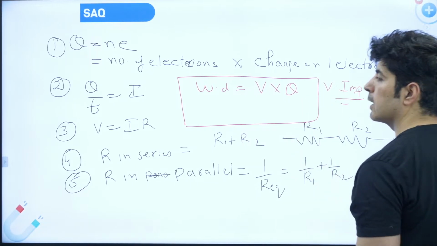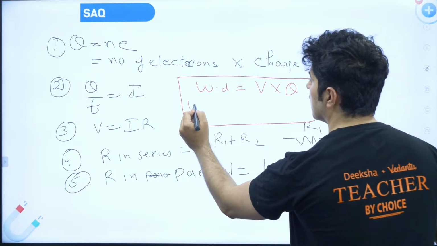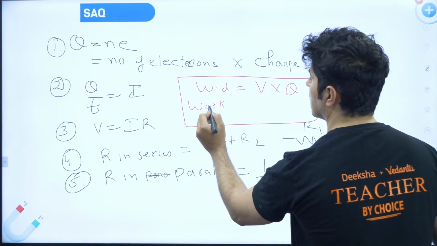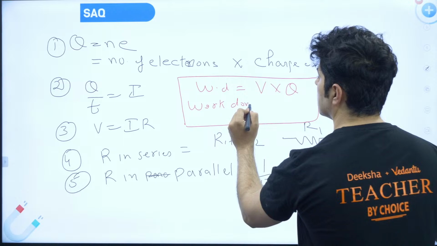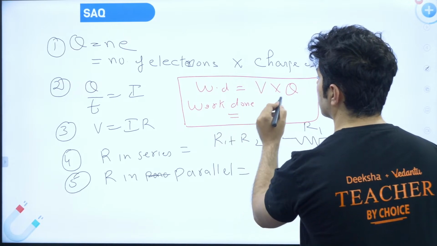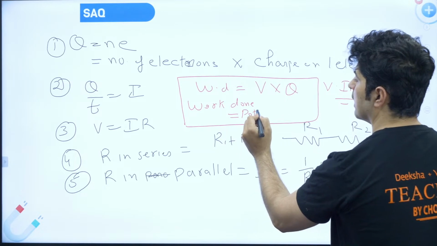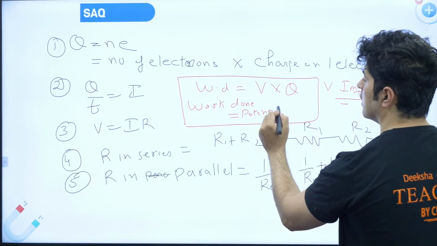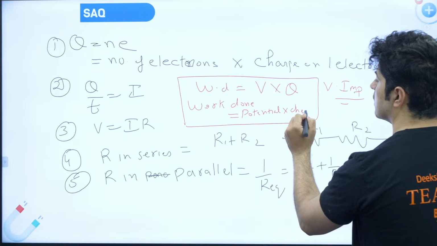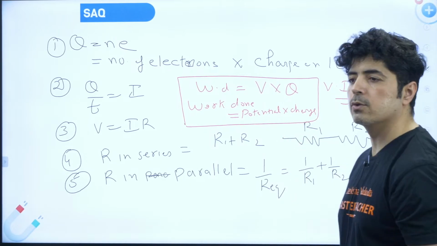Work done is equal to potential. WD is nothing but work done, is equal to V, the potential, multiplied by charge. So potential, writing it here, potential multiplied by charge. So these are the formulas which will be used over here.